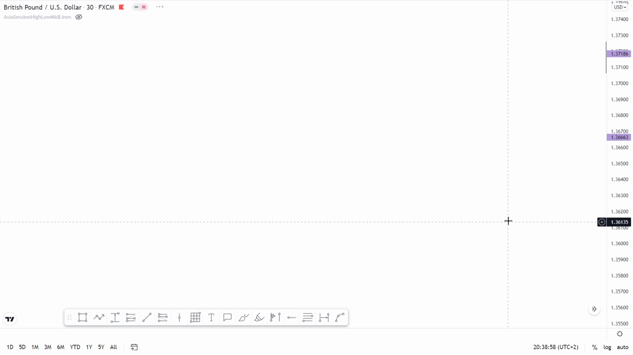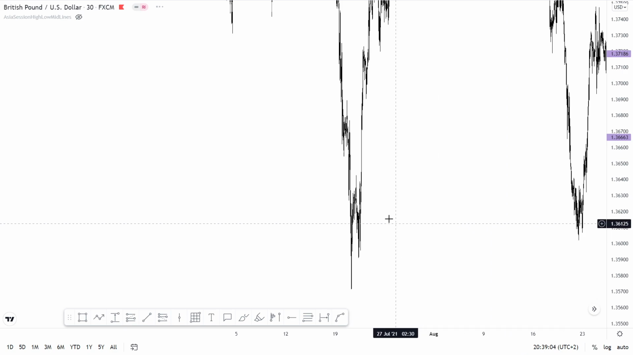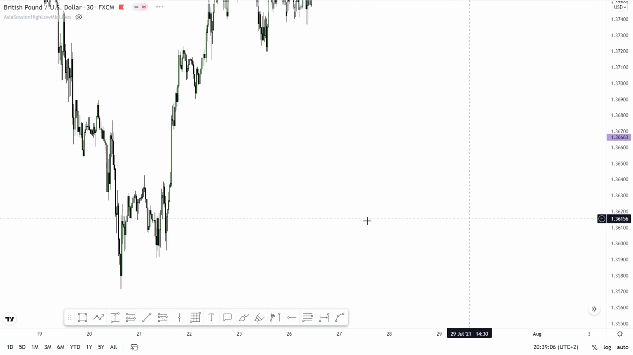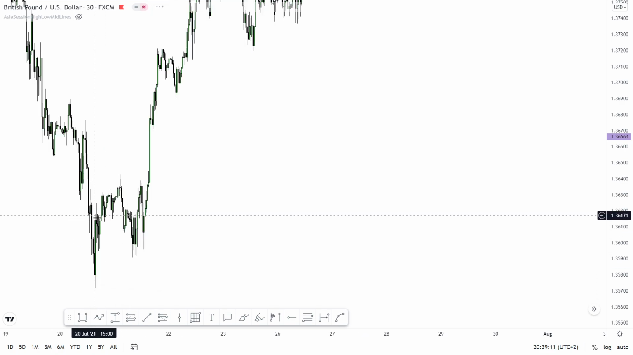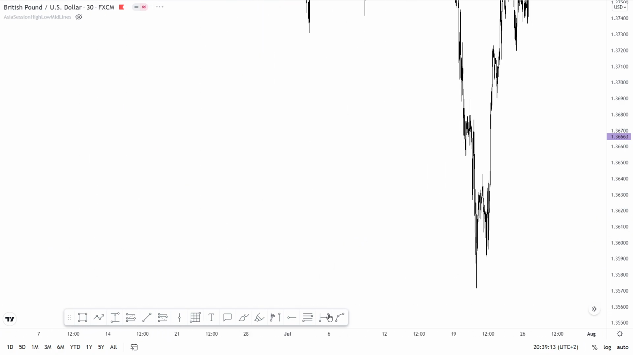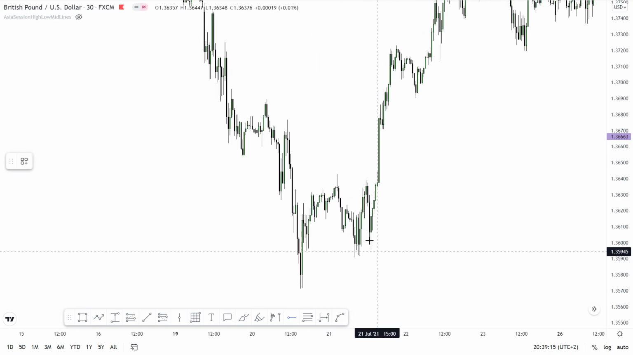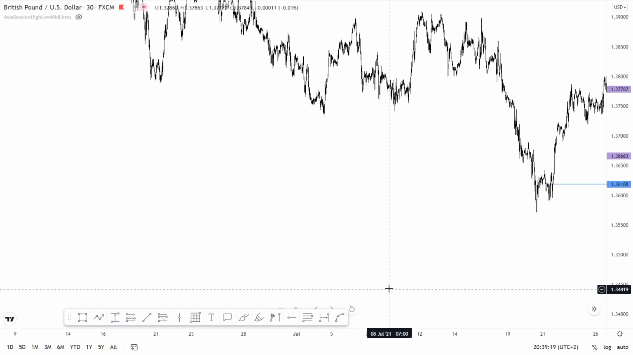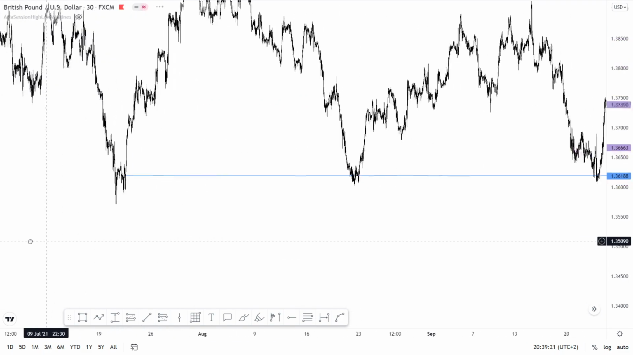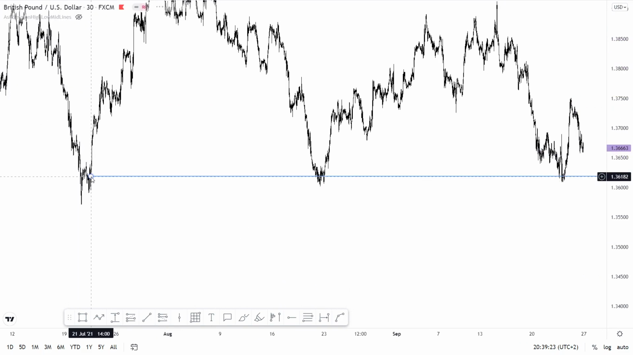Let's quickly wait for it to load. It was within this level right there. Which one was it? I don't think it's this one though. Has to be another previous one. Has to be this one.